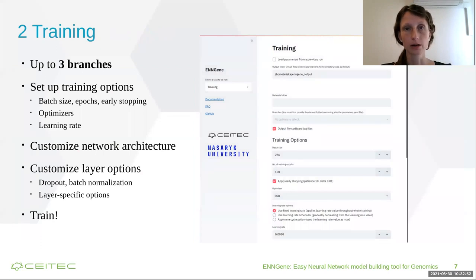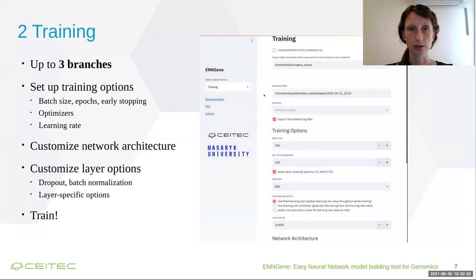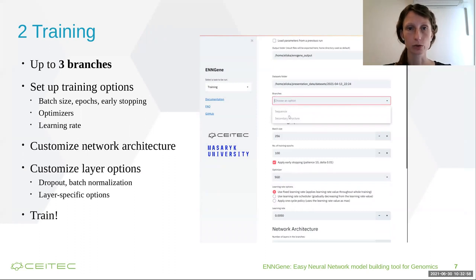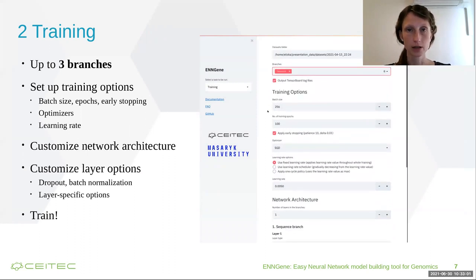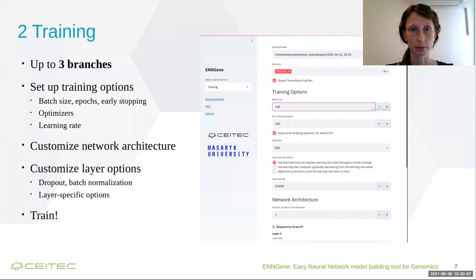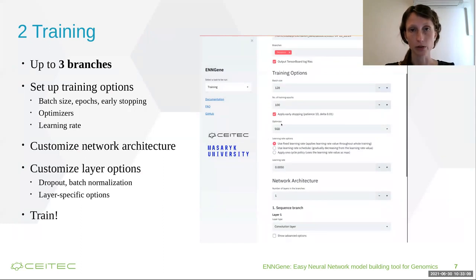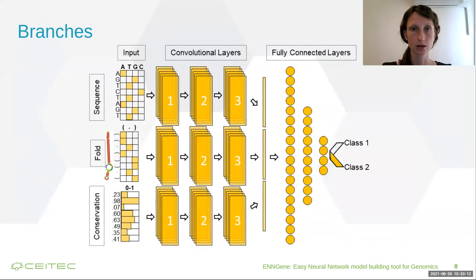In the second module, the network architecture can be customized. The user can choose from convolutional, recurrent, or fully connected layers. Also, each layer can be customized, as well as other training parameters such as batch size, optimizer, or learning rate, for example. Here you can see how the different input types that I've already mentioned map to up to 3 different branches in the model. Each branch consists of an arbitrary number of convolutional layers, and these branches are then followed by a connected part of the network that can be composed either of recurrent or fully connected dense layers.